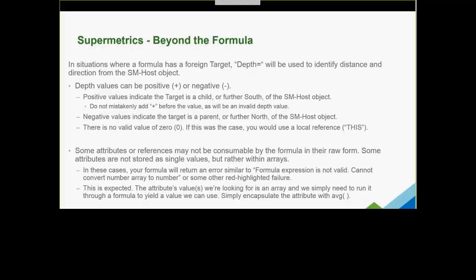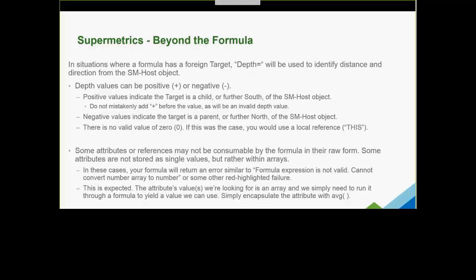If you are wrong with any of those depths, then you will automatically see a red line under your SuperMetric, which will tell you that you're doing something wrong and your formula is wrong. So you will have to change it to make sure that things work for you.